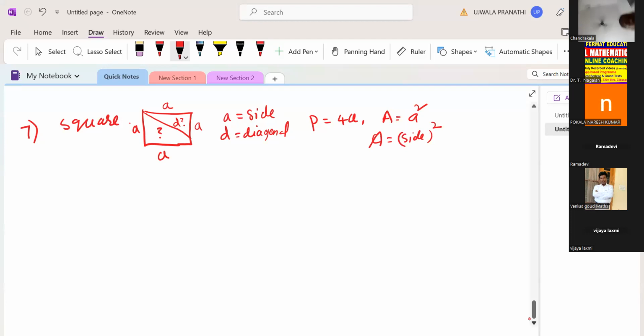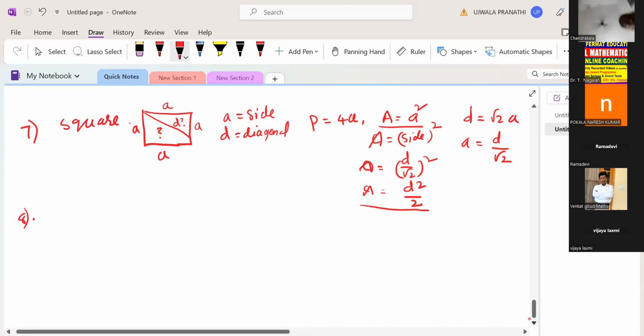Now here the relation between D and A is D equals root 2 A. In a square, the diagonal is root 2 times its side. Then we get A equal to D by root 2. Now the area is D by root 2 whole square, then area is equal to D square by 2. If the side is given, side square. If the diagonal is given, diagonal square by 2. This is the area of a square.